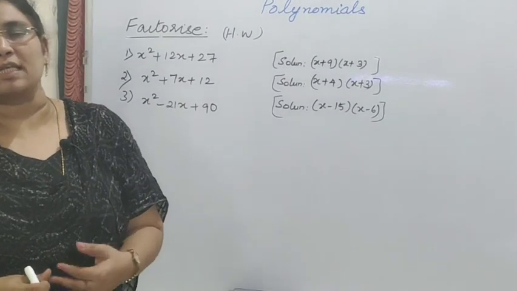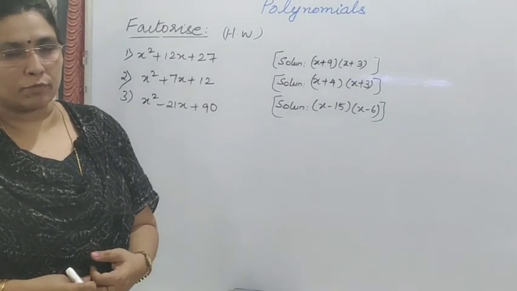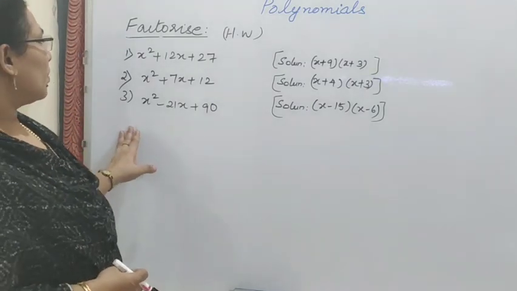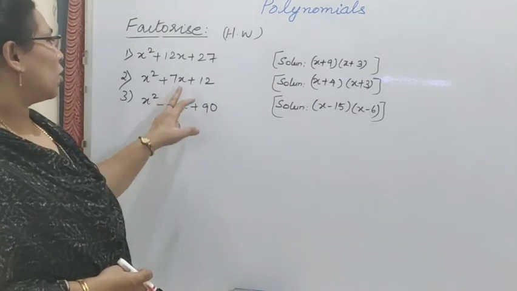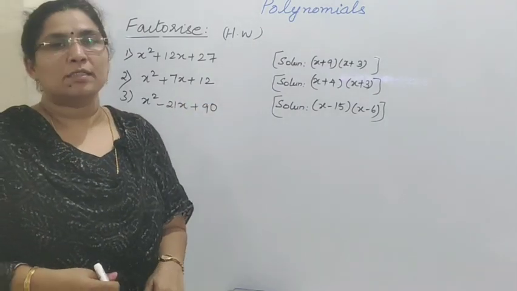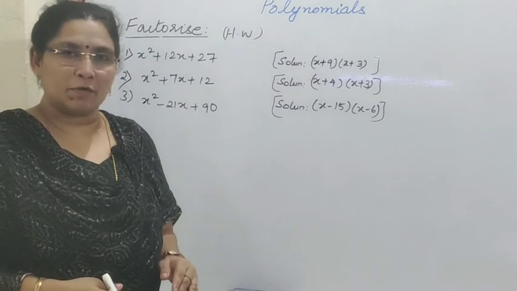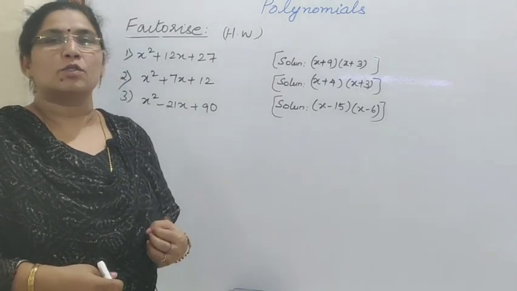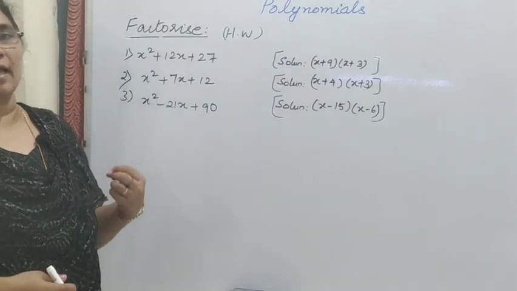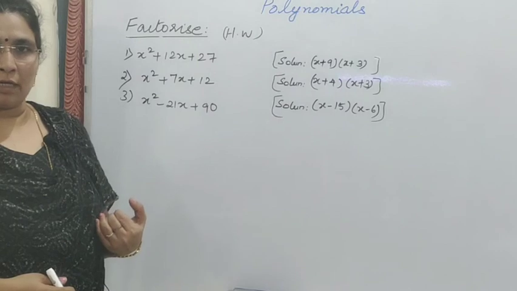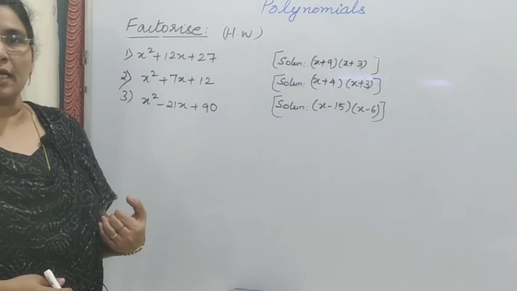Today I solved 3 sums for you. Now 3 more sums for practice I am giving: x square plus 12x plus 27, x square plus 7x plus 12, and x square minus 21x plus 90. Just go through these questions and do them by yourself. Answers I have already given. This is just a practice session only. You can complete these questions and check your answers. Steps are already explained in the last 3 sums. Go through them once again and do it.